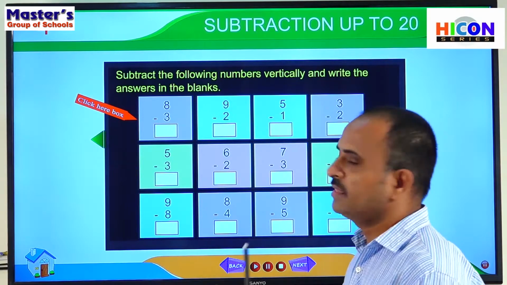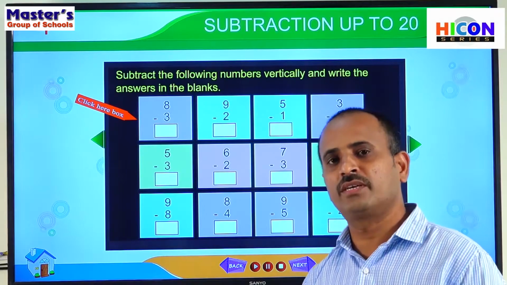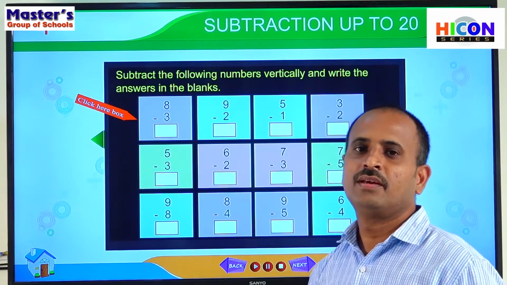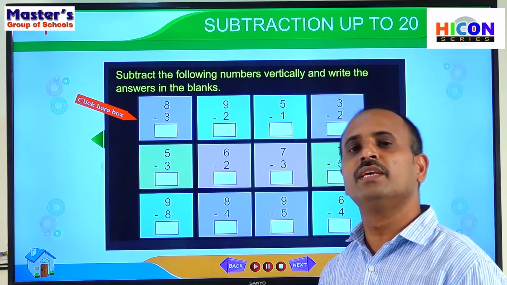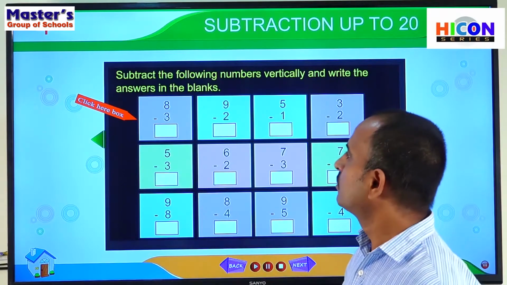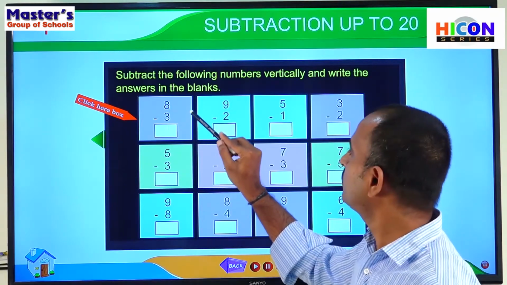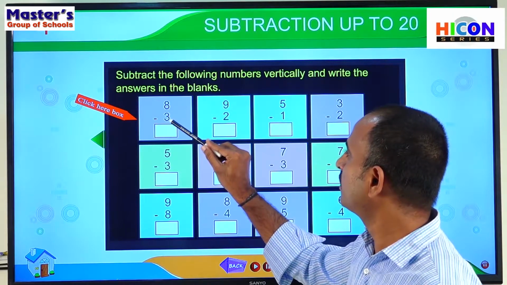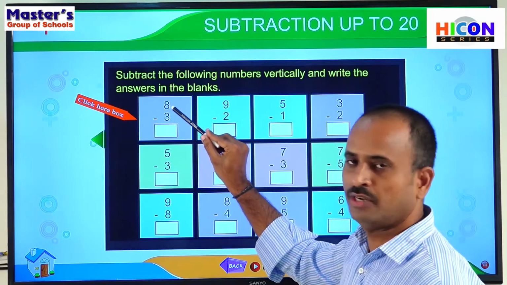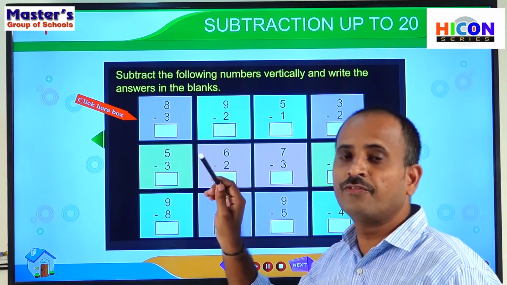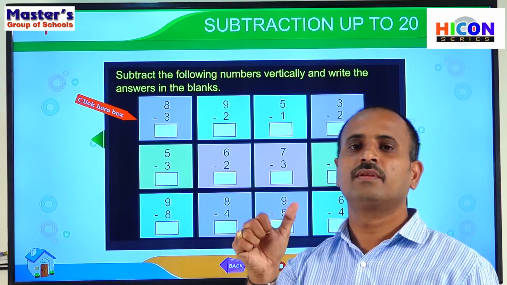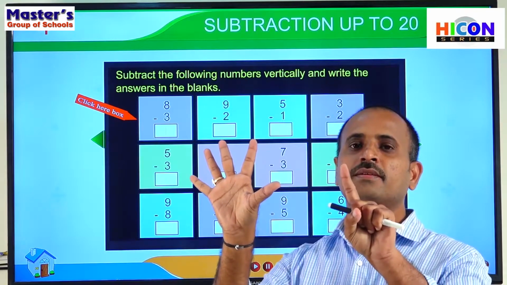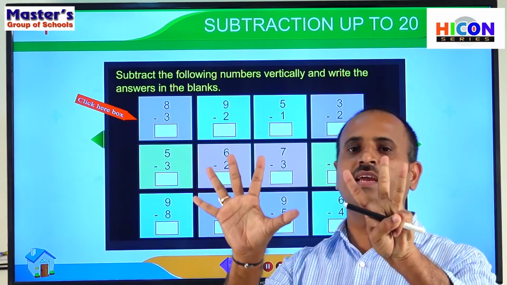So the method is the same as in the earlier horizontal subtraction. We have to open the fingers equal to the first number, and we have to close the fingers equal to the second number in the subtraction. So here let us see the first subtraction. The first number is 8 and the second number is 3. We have to subtract 3 from 8. So what is the first number? 8. So open 8 fingers of your hand. 1, 2, 3, 4, 5, 6, 7, 8. Children, these are the 8 fingers.